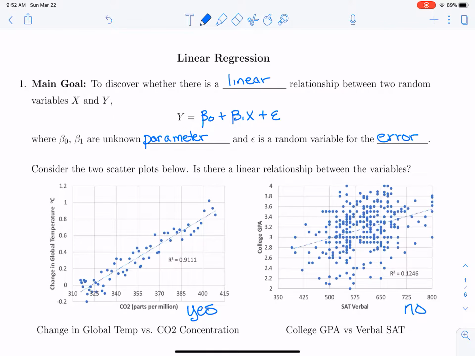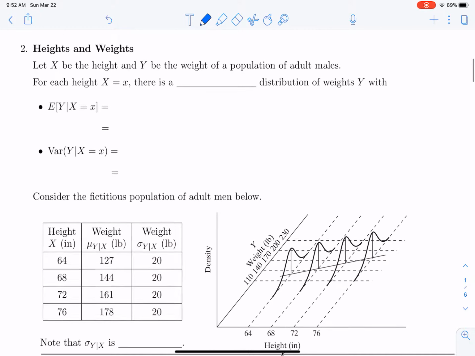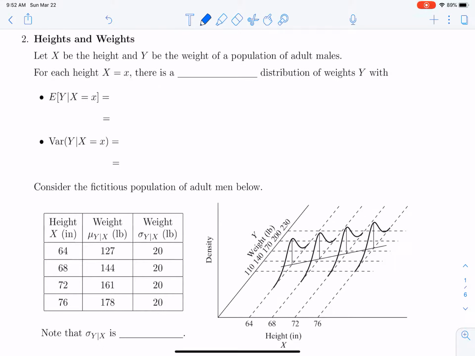So let's explore further what I mean by a linear relationship. Let's look at an example of heights and weights. We're going to let x be the height and y be the weight of a population of adult males. We expect that as people are taller, they will end up being heavier. So there should be some sort of relationship between height and weight. In fact, for each height x equals some little x, there's a conditional distribution of weights y.